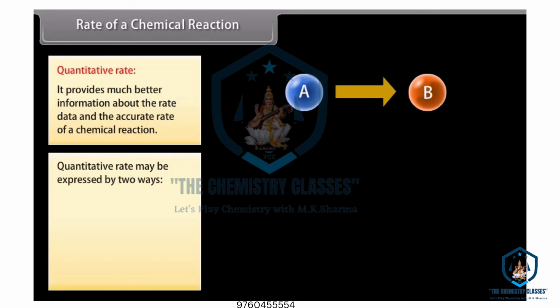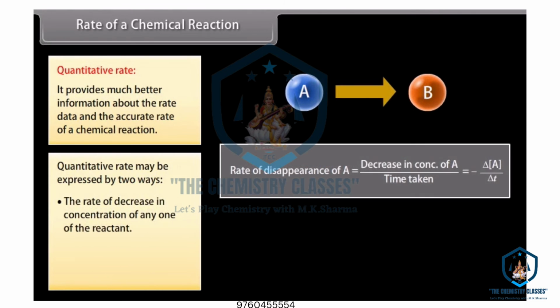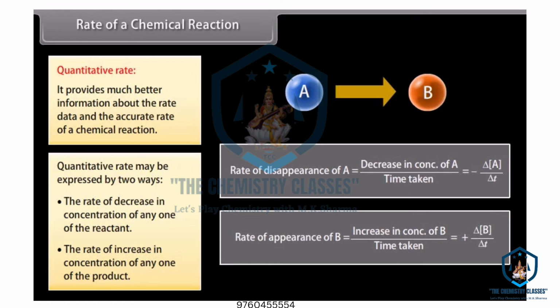Quantitative rate may be expressed in two ways: the rate of decrease in concentration of any one of the reactants, or the rate of increase in concentration of any one of the products.